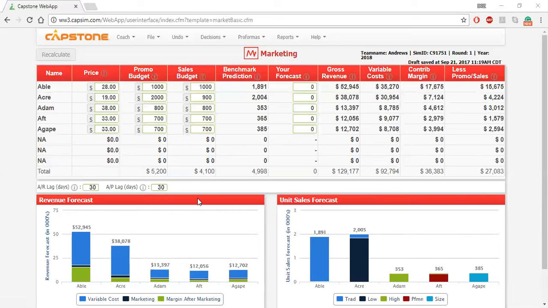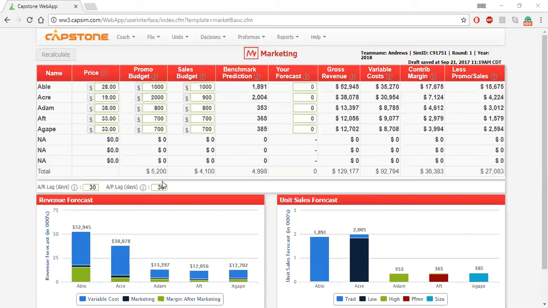segment. It becomes more complicated when you have products that are competing in multiple segments. You can do the calculations in a similar fashion. You just need to determine in which segments it is competing, and that information is available to you within the player's guide. Why is forecasting important?